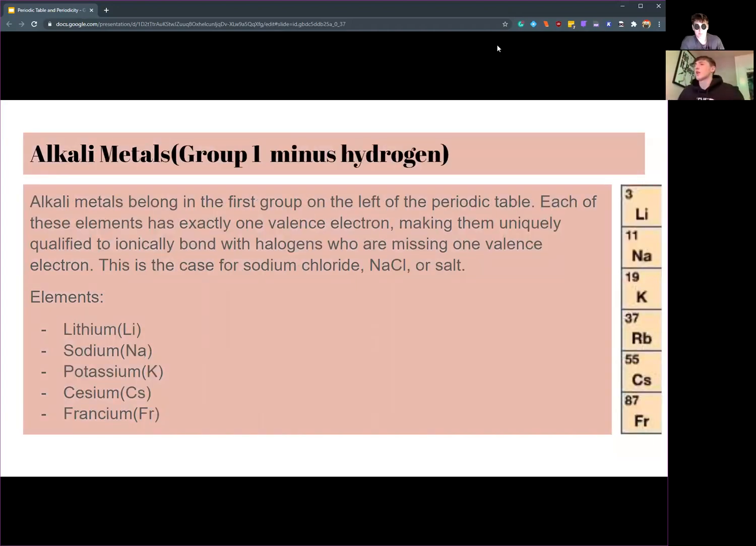Alkali metals belong in the first group on the left of the periodic table, and this does not include hydrogen. Each of these elements has exactly one valence electron, which makes them uniquely qualified to bond with halogens, which are missing one valence electron. This is the case for sodium chloride, NaCl, or salt.